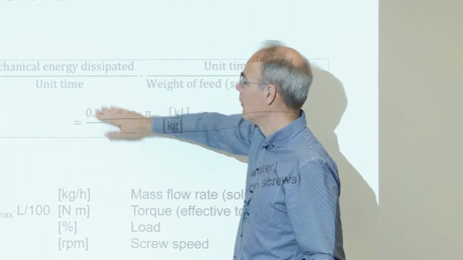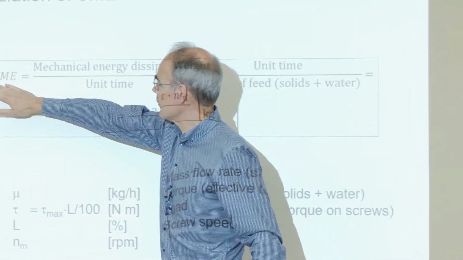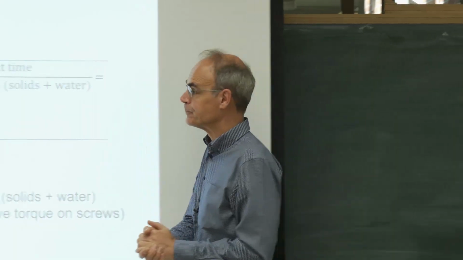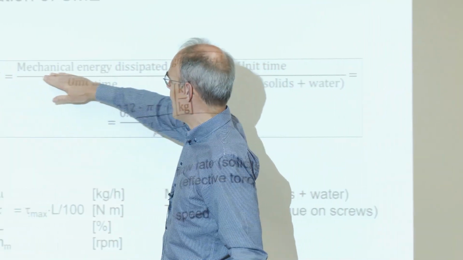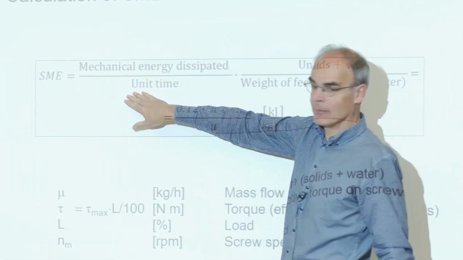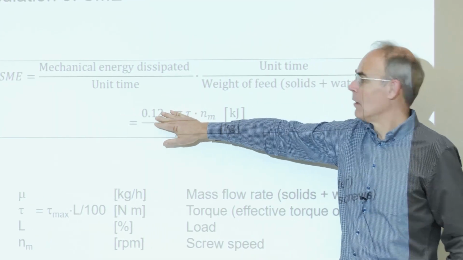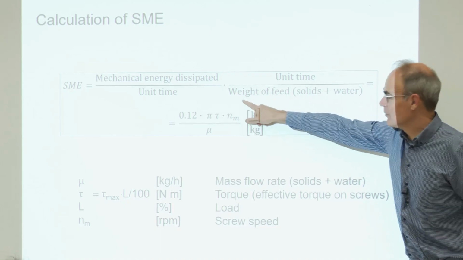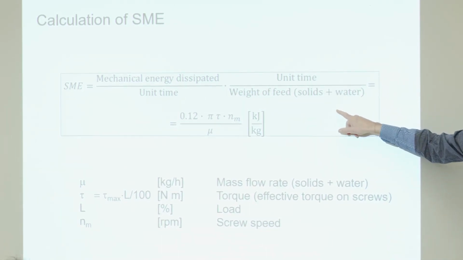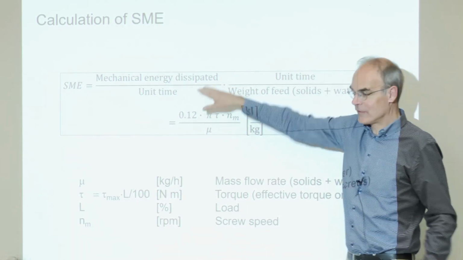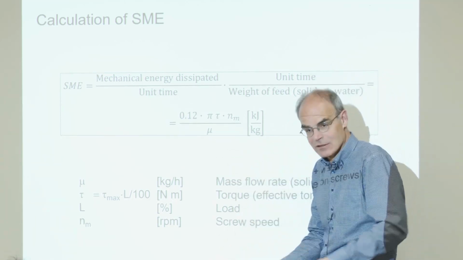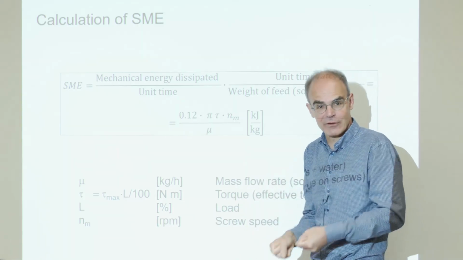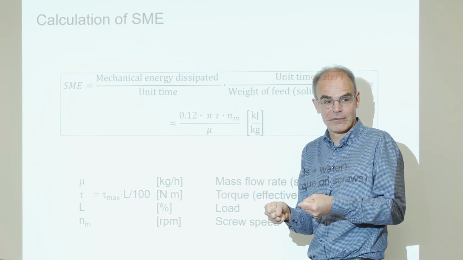Yeah? So the key parameter there, that's the specific mechanical energy, which I also listed on some slides. That's the amount of energy that I'm dissipating per unit time over basically how much material I'm feeding in that amount of time. Yeah? So basically it's the amount of mechanical energy that I'm putting in a certain amount of material.